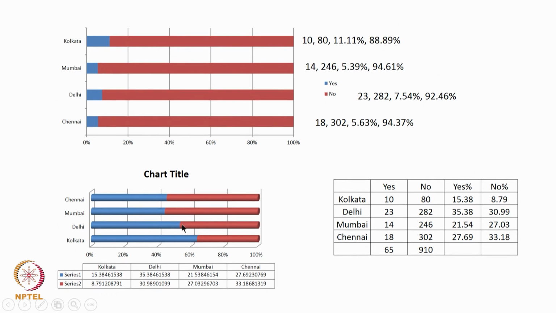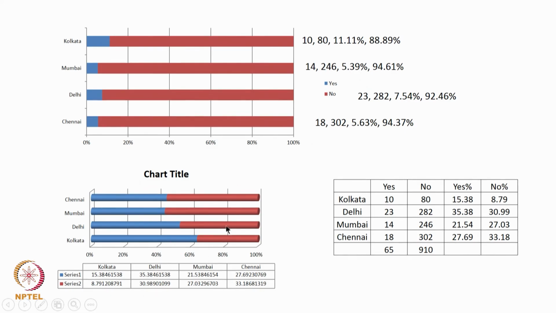For Delhi, the length of the blue part of the bar will be 35.38 divided by 35.38 plus 30.99, which would be just above 50%, and you can see this here. For Mumbai, you can see it is 21.54 divided by 21.54 plus 27.03, which will be less than 50%, and you can see it here.